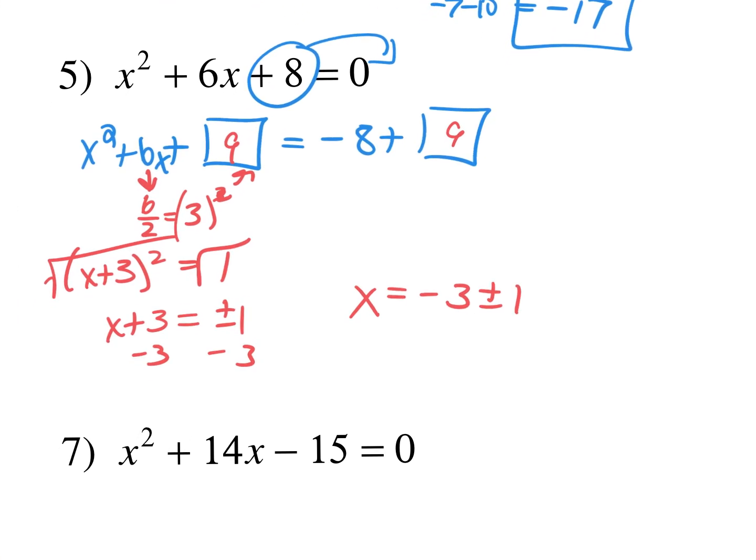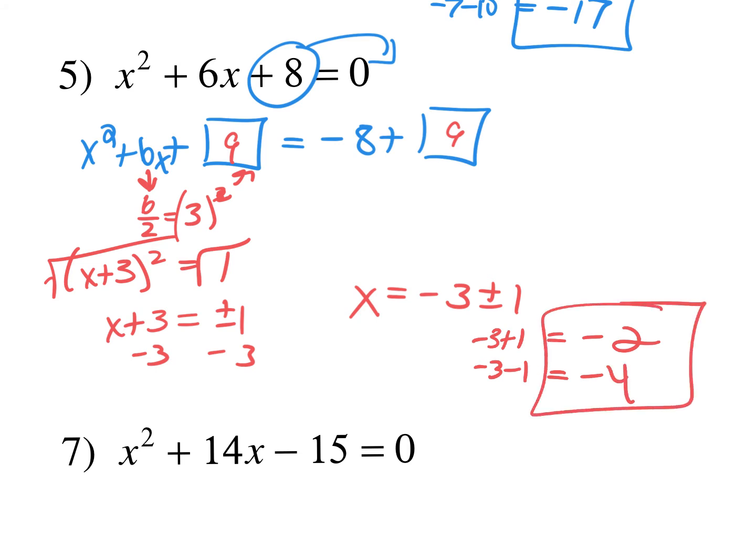Now you go, oh, I can do this. What's negative 3 plus 1? Negative 2. What's negative 3 minus 1? Negative 4, which is what you guys told me at the very beginning. Chances are not very high that I'm going to give you one like that on the quiz or the test where you have to complete the square and it works out nice and pretty, because you guys know how to factor.